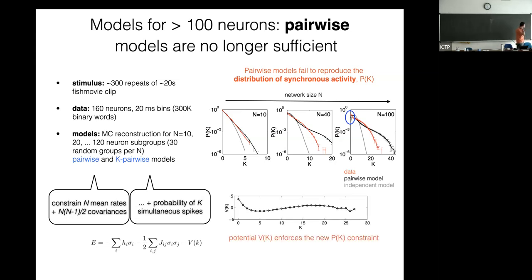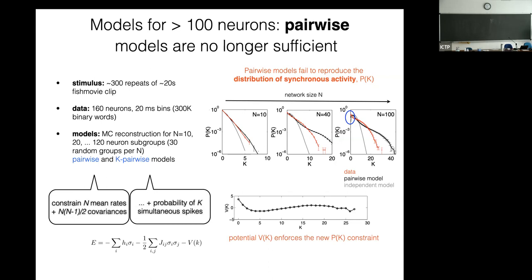And so what you can do is you can now supplement your Ising model with a potential. This is a maxent model now, which will exactly also match this P of K, this global synchrony. It will exactly match this curve.